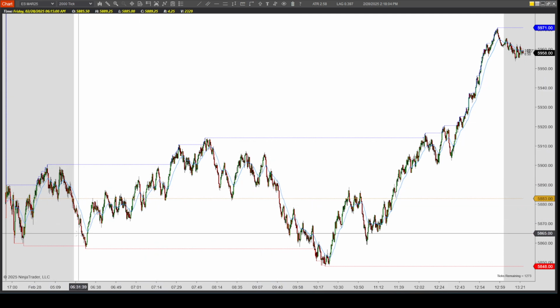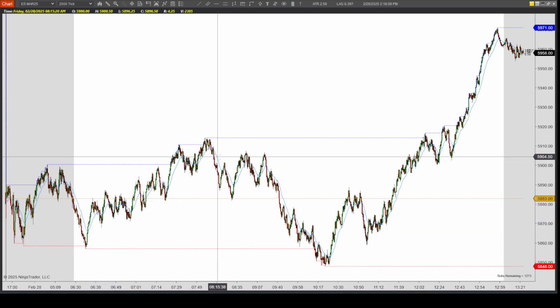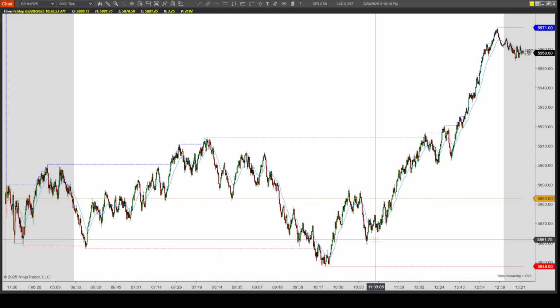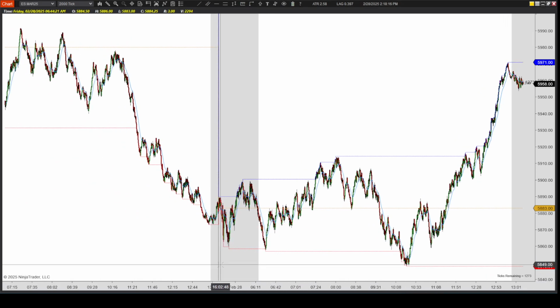It opened, sold off early, then it had this very gradual up channel, consolidated, sold off, had two legs, and then the third leg rally up. So similar to yesterday, there was quite a bit of volume.